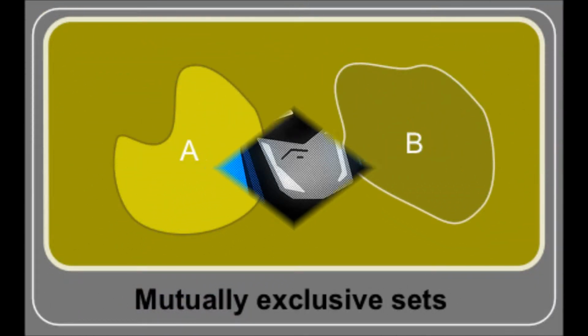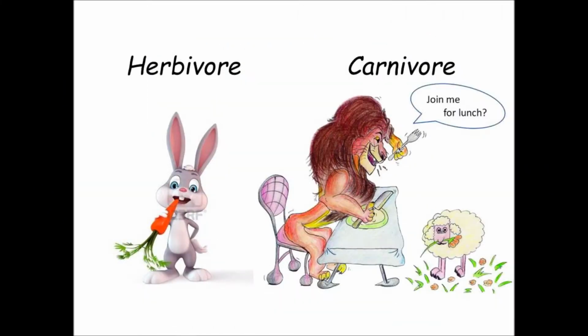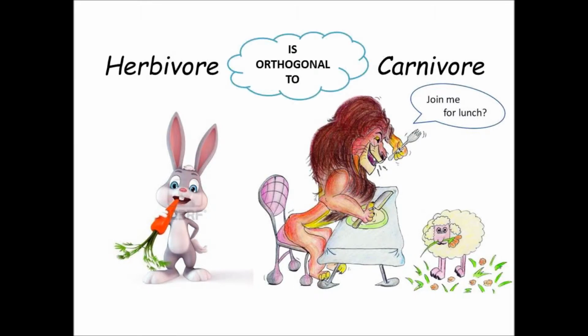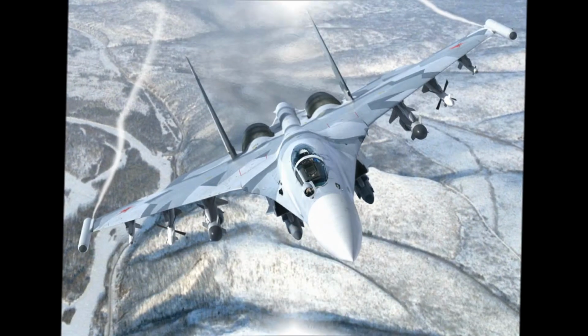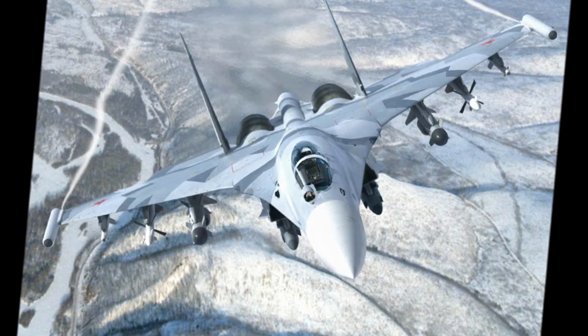Fundamentally, orthogonality is the property of mutual exclusivity between the objects of a set. Let's see an example. A herbivore eats only plants, whereas a carnivore munches only meat. So that would make both of them orthogonal to each other because they have mutually exclusive dining preferences. Let's see a bit more useful example now.